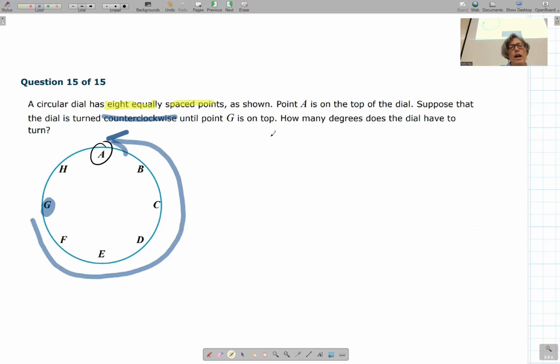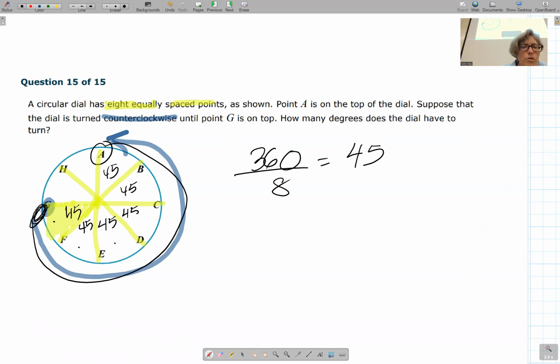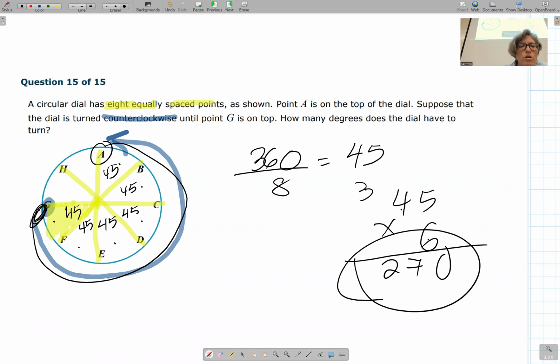How many degrees does this dial have to turn? Well, to figure out how many degrees total, you first figure out what is one wedge slice here. It's going to be 360 divided by 8, which is 45. So I know each of these wedge slices is 45. And for me to go from here to here, that's 1, 2, 3, 4, 5, 6 slices of 45 degrees. So you have to turn 270 degrees counterclockwise.